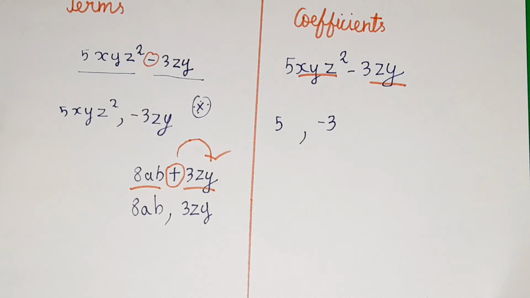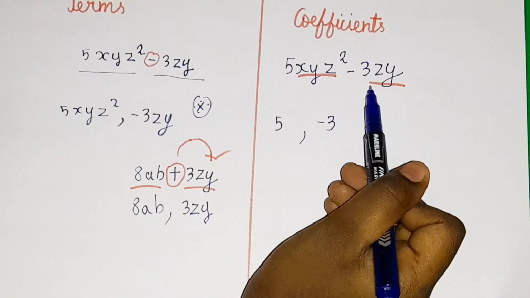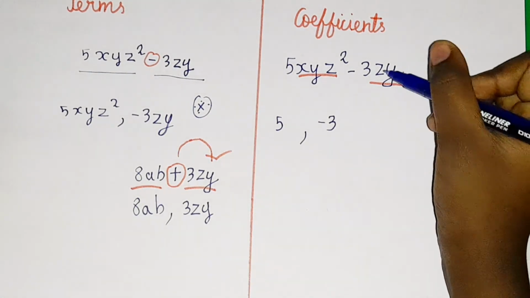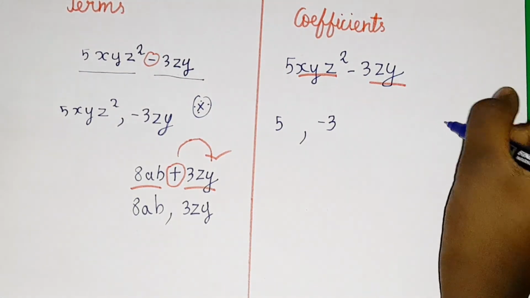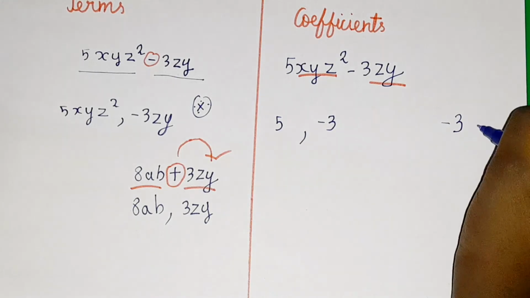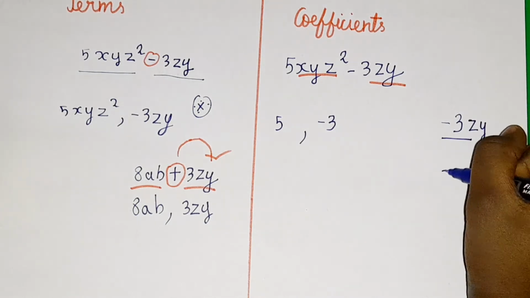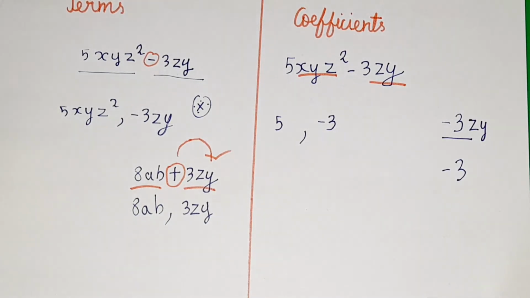Like if there is a question, so the second question here is minus 3zy, second term, okay. So minus 3zy. So we should find the coefficient of zy. So it is minus 3 because it is supporting the variable, right? The number is supporting the variable. So that number is called as coefficient. A number which is supporting the variable is the coefficient, okay.